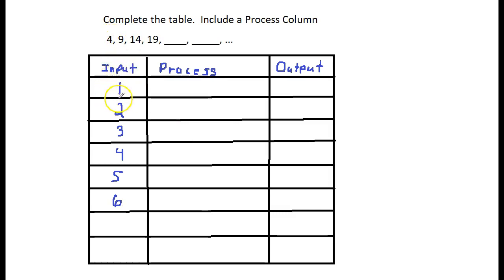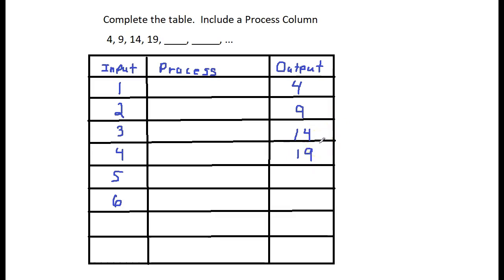Now, my first number is 4. If my input is 1, then my output is 4. That could give us an ordered pair, 1, 4. When my second input is 2, my output is 9. Input 3 gives 14. And then our fourth input gives us an output of 19.